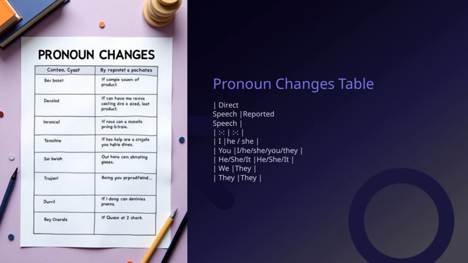For we, the change is to they, and the same goes for they, which remains they in reported speech. Understanding these shifts is crucial because they help us accurately report what someone else has said while maintaining clarity and grammatical correctness. This table emphasizes the importance of pronoun consistency, especially when we're recounting conversations or statements, tying back to our overall theme of effective communication.